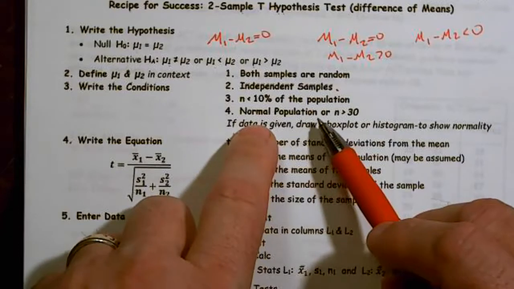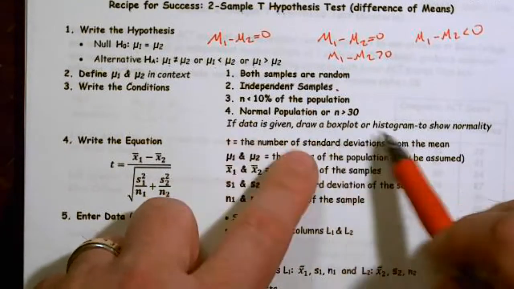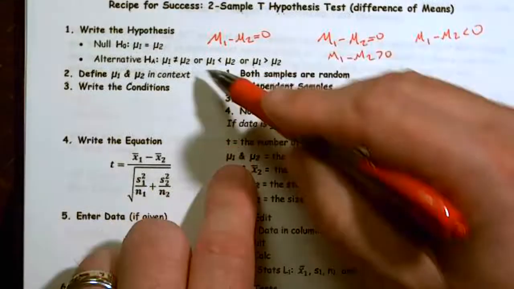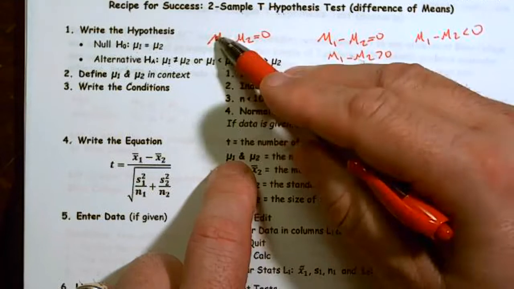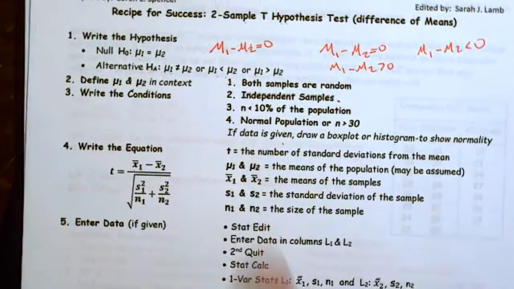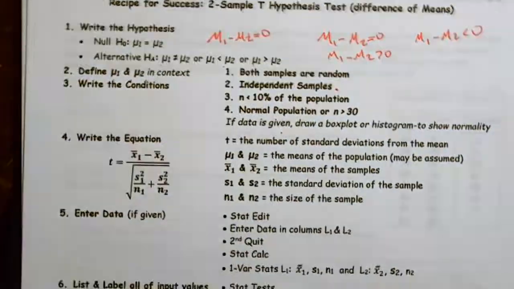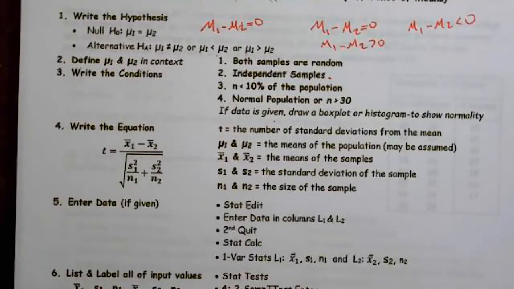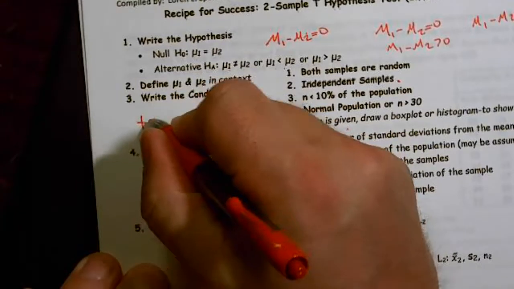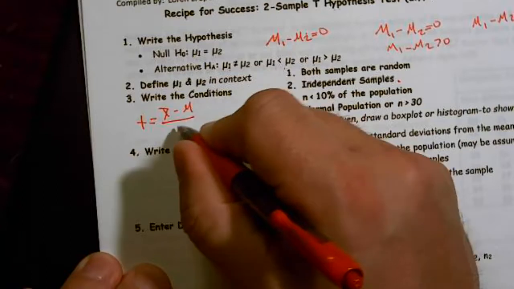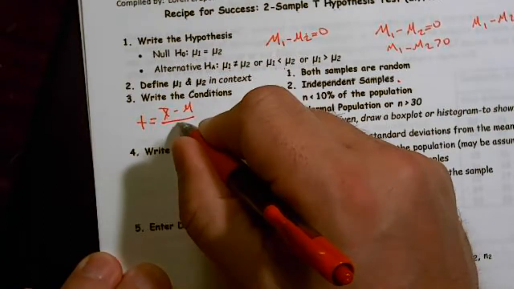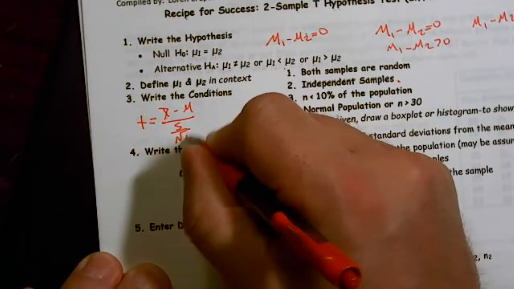This is our normality condition, or n is greater than 30, or we're going to have to draw a box plot. Now, the fact of the matter is, since we have a mu1, we'll have to do it for that group, and we'll have to do it for this group as well. We'll have to do it for both. The next thing it says, write the equation. Well, I'm going to go back to what we've had before. What we had before is our equation looked more like this: x bar minus mu over s divided by the square root of n.